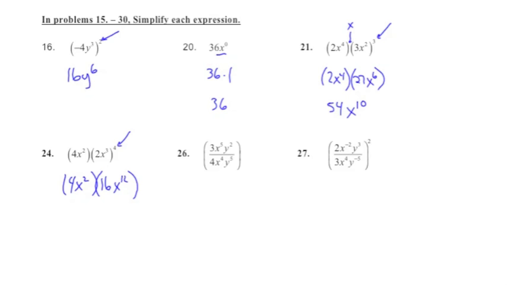Now I'm going to multiply, so I would multiply the coefficients. 4 times 16 is 64. And now x squared times x to the 12th, that's the product rule, so I'm going to add those exponents, which would give me x to the 14th.